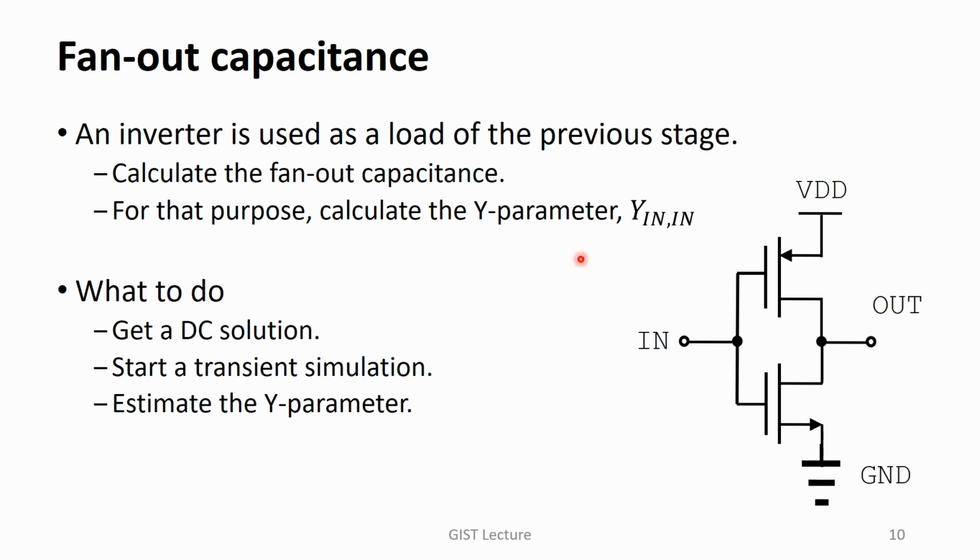Then, how can we calculate the Y parameter? First, a DC solution is obtained. It was done in our previous lecture 15. After that, a transient simulation is performed. After some periods, the initial response is diminished and we will get the small signal response. From that small signal response, estimate the Y parameter.